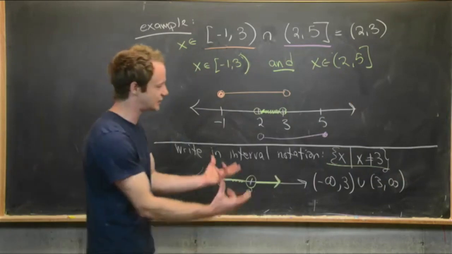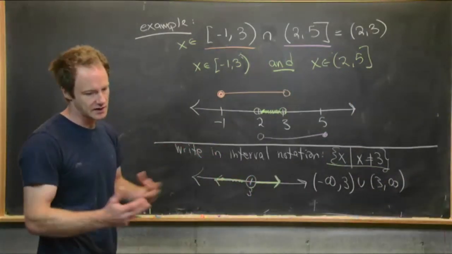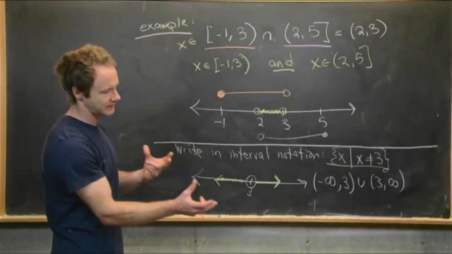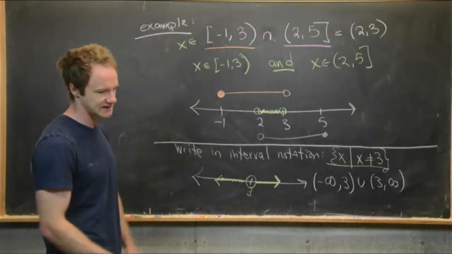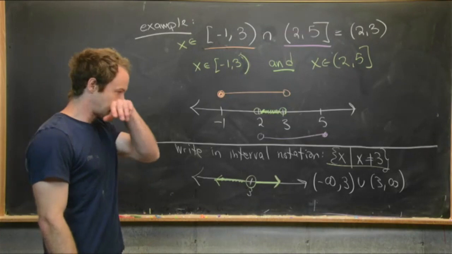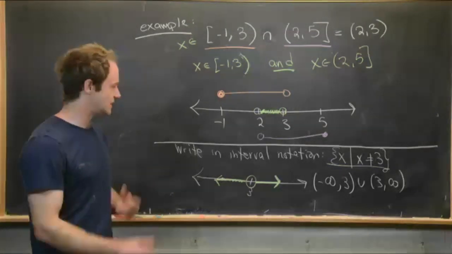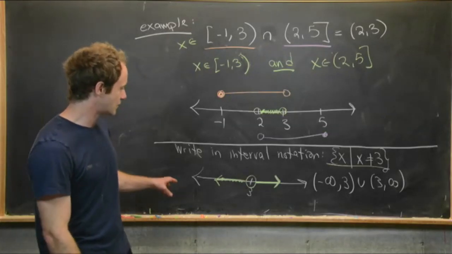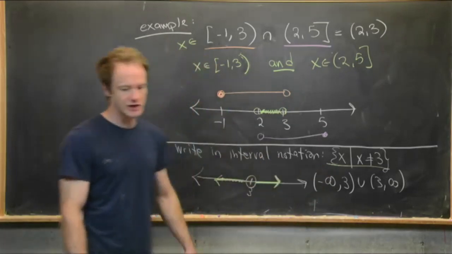Notice it's this union of these two intervals that can't really be combined. We would say that they're disjoint because they don't include any of the same numbers. If they include the same numbers, we can simplify them like we did in the first example, but these don't include any of the same numbers, so we can't simplify them. It's just a union of these disjoint intervals. So it's going to be minus infinity to 3, union 3 to infinity.